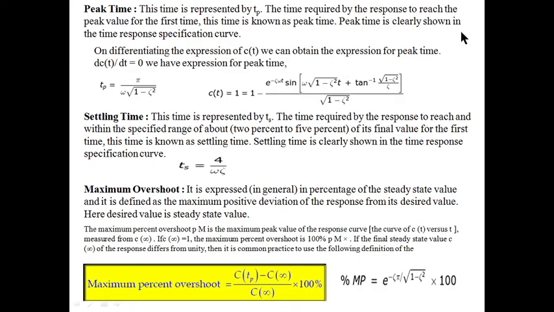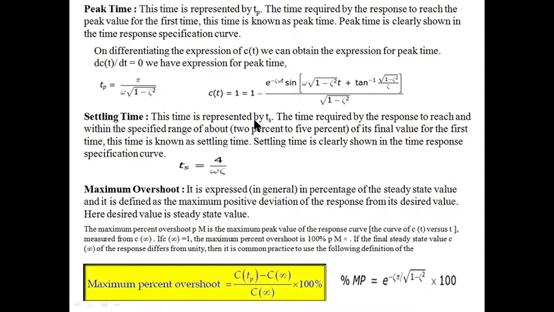Peak time is clearly shown in the time response specification curve. I will just show you the formula for this peak time: Tp is equal to pi upon omega d, that is, pi upon omega n into the square root of 1 minus zeta square. I will teach you how we are going to use this formula when we take the numericals.